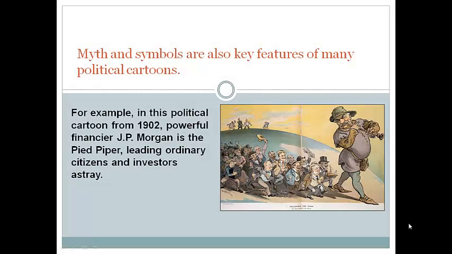Myth and symbols are also key features of many political cartoons. Here, the financier J.P. Morgan is the Pied Piper. The cartoon uses the Pied Piper story as a metaphor for powerful business figures leading gullible people astray. A visual metaphor like this packs a lot of meaning that words alone would not easily convey.